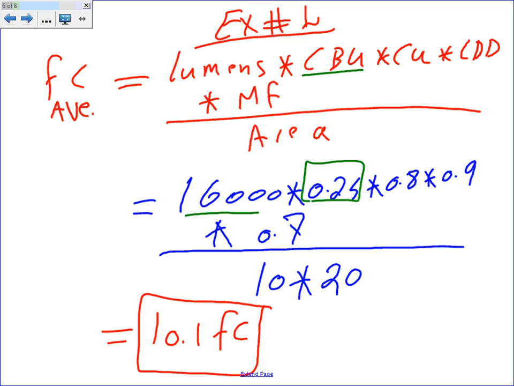The rest of these are a bunch of factors that you can add, between the coefficient of utilization, the LDD, MF. Now Rob is looking at me: what if I don't have the MF? You assume it's 1. Ignore it. If they don't give you any of these factors, you just assume it's 1. It's not an issue. If they give you the factor, just put it in the formula. When you do all your calculation, I don't know, Chris, if I did it right, you're going to get an average of 10.1 foot candle for this fixture.